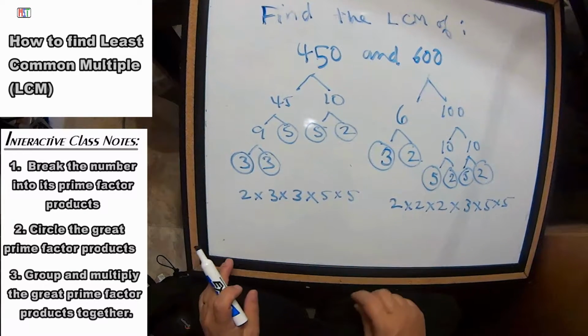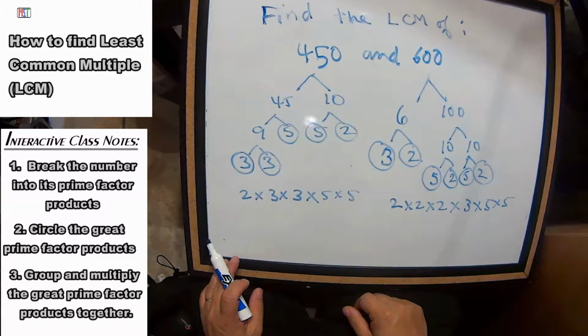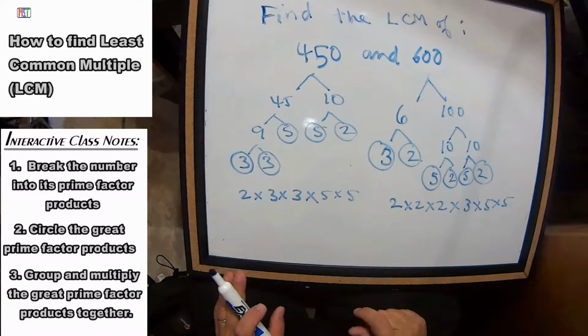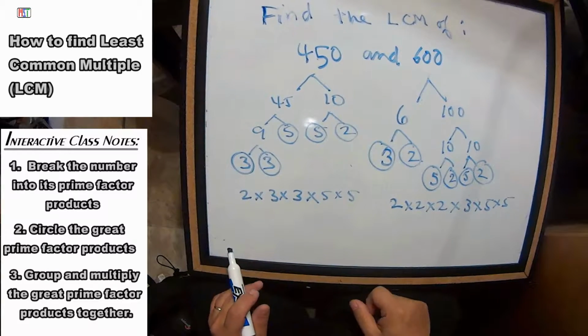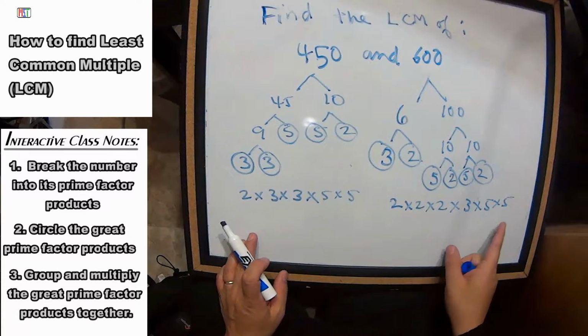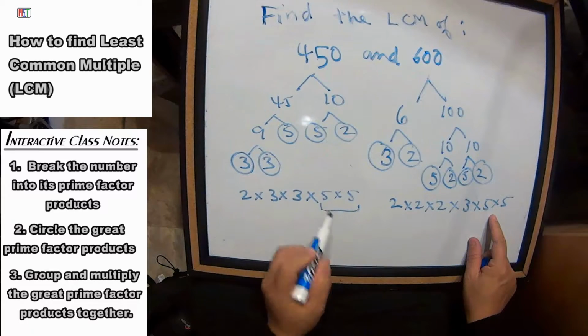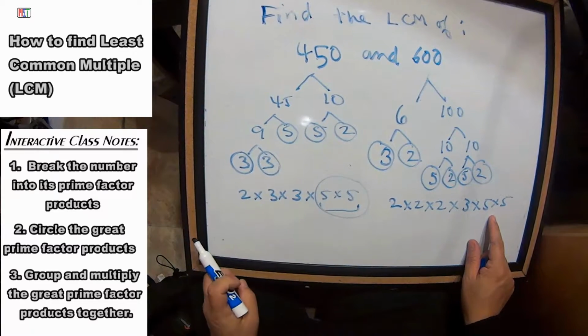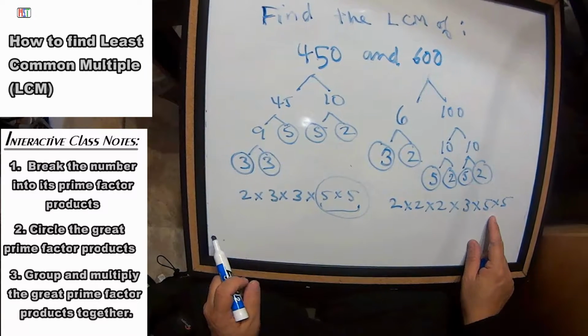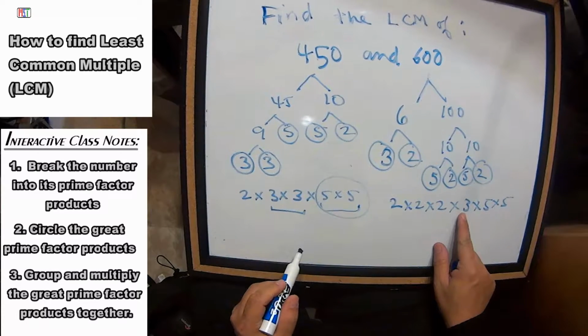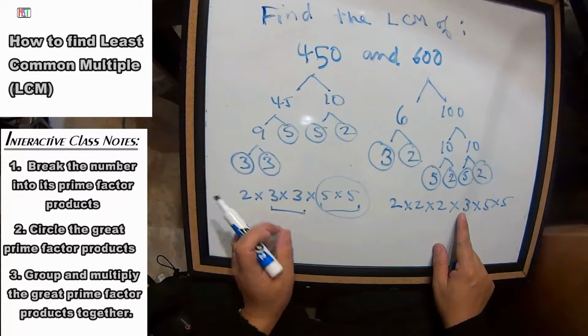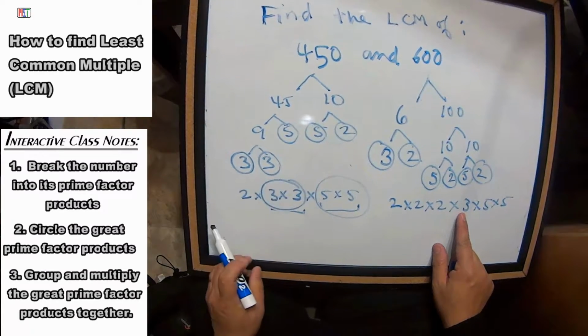Now the next step is to look for the greatest prime factor product. So if you look at 5 times 5, that is found in both, so they are the greatest, right? The greatest prime factor product. And the next thing is 3 times 3. We have only a single 3 here, but we have 3 times 3 here, so that's another prime factor product.